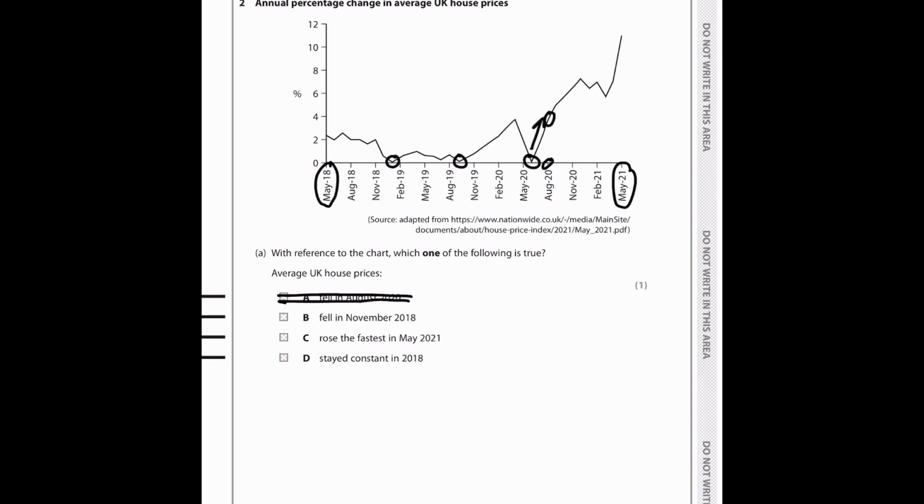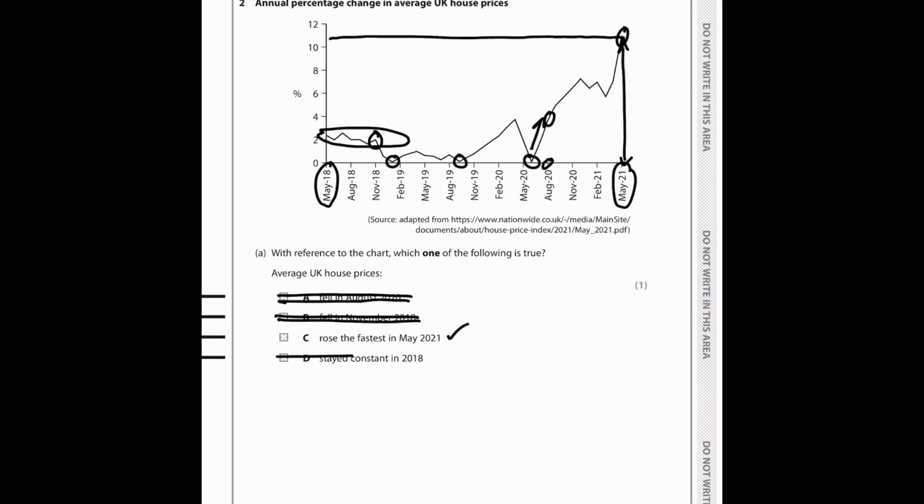Fell in November 2018. No, that can't be possible because they are rising. So that is wrong. B is wrong. Rose the fastest in May 2021. Well, this looks pretty spot on in terms of the fastest growth level, because as you can see across here, it's about 11% growth. So I'm going to give it a tick for now. Stayed constant in 2018. Well, that can't be true because in 2018, you can see all of the increases going on there. So that is also wrong. So the answer must be C.